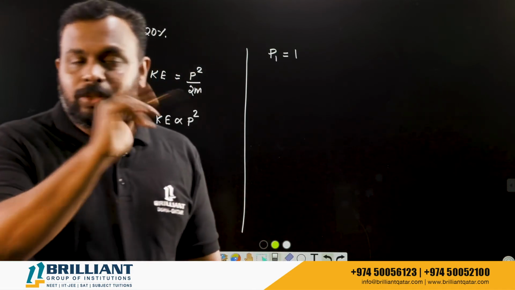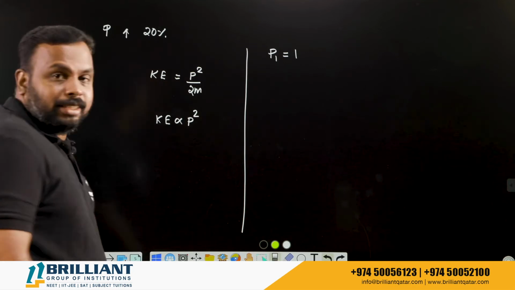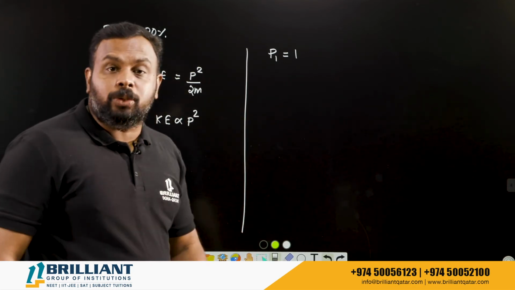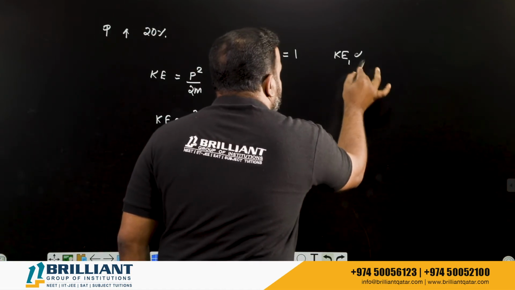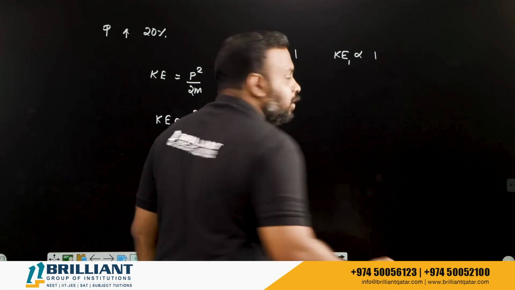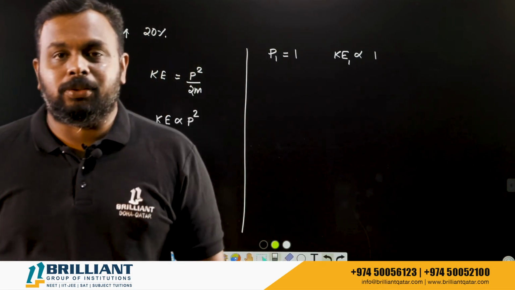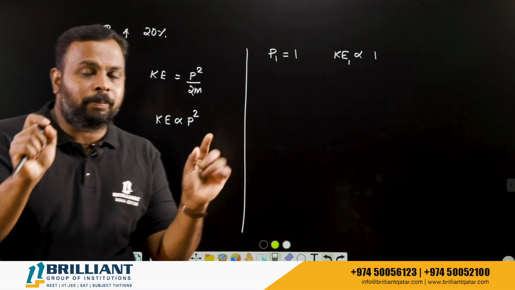So initial momentum is what? 1. If initial momentum is 1, what will be the initial kinetic energy? A proportionality relation is enough. K proportional to P square, then KE1 will be proportional to 1 square. 1 square is what? 1 only. So if initial momentum is 1, initial kinetic energy will be proportional to what? 1. Very simple.